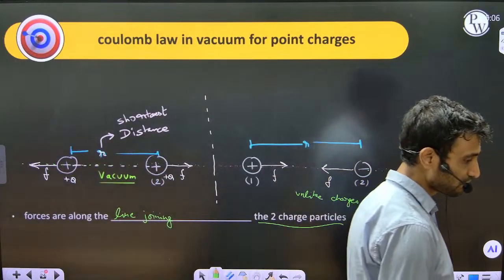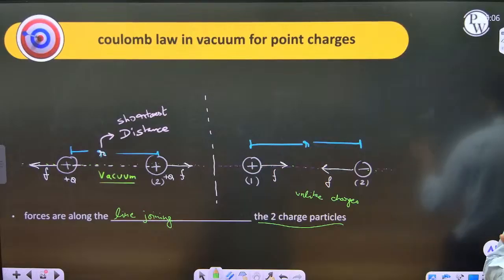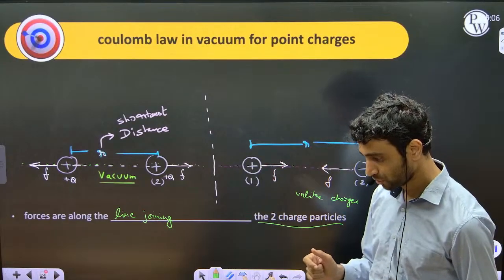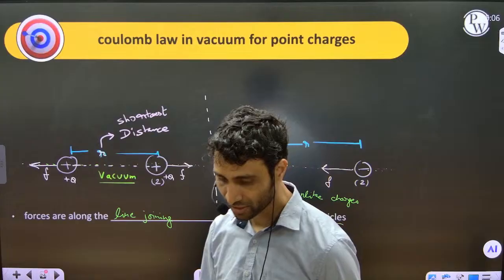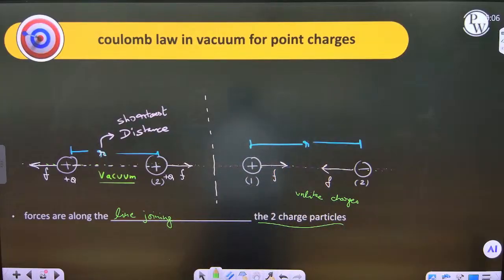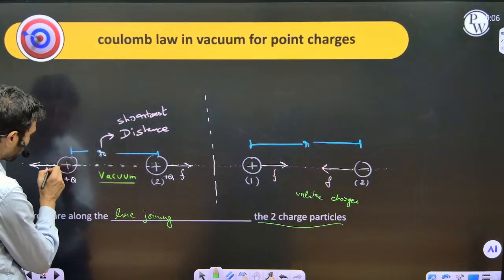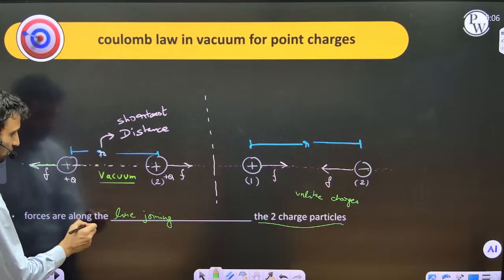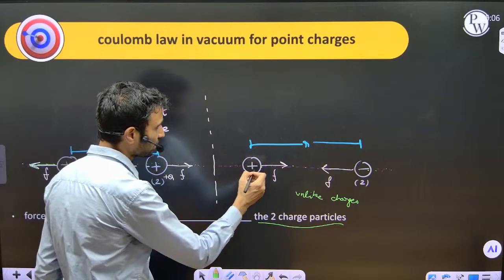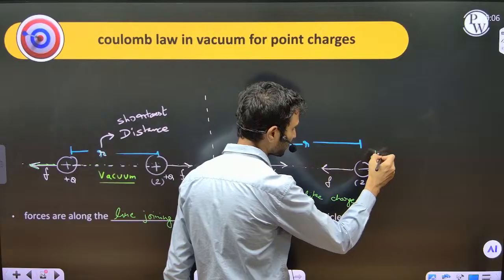Then we'll see, force is which quantity? Force is a vector quantity. In a vector quantity, which two things do we have to talk about? We have to talk about the magnitude and the direction. Till now I have spoken about the direction of forces.